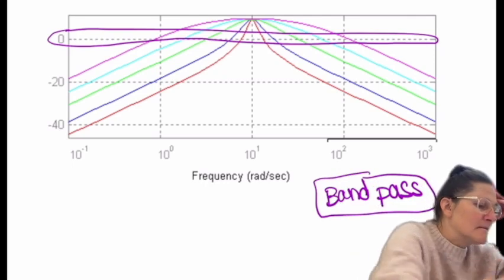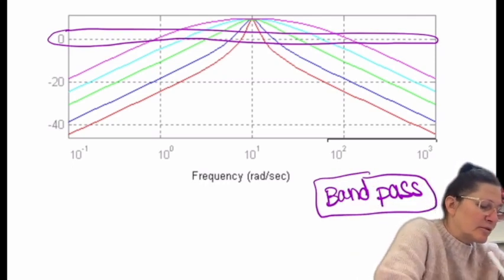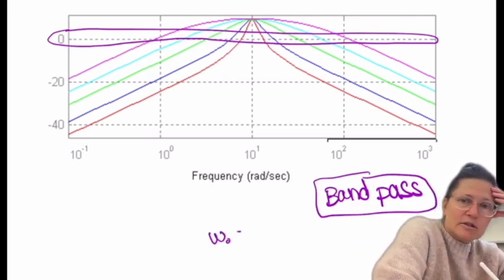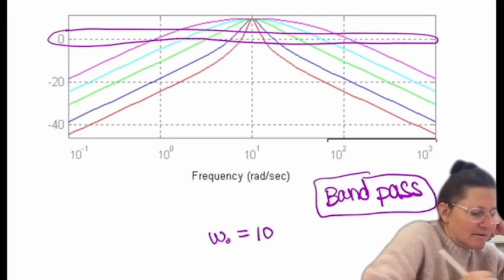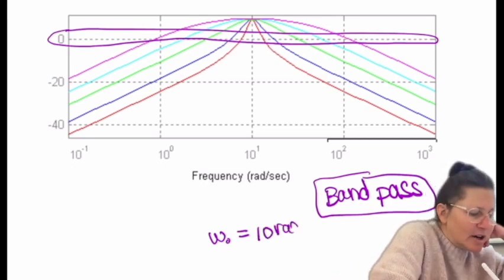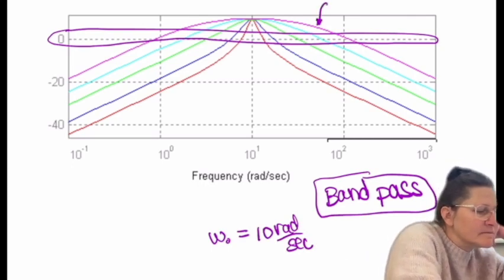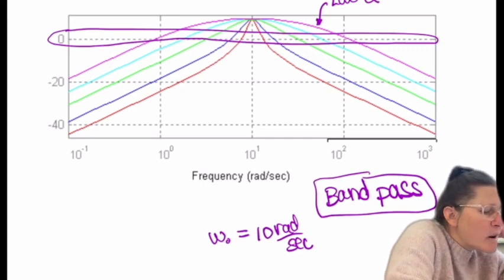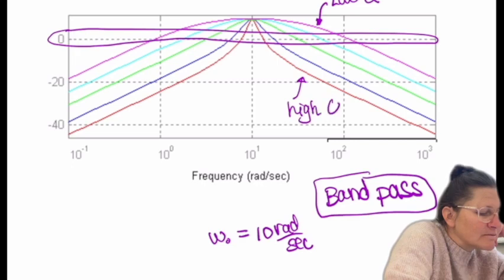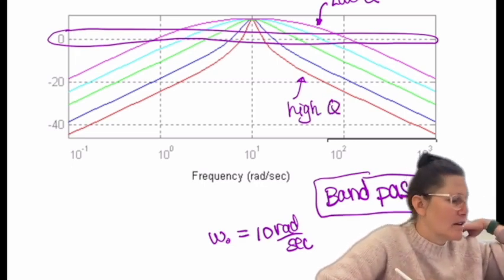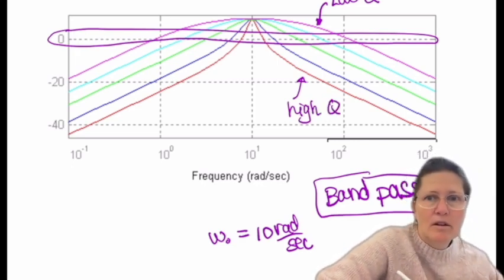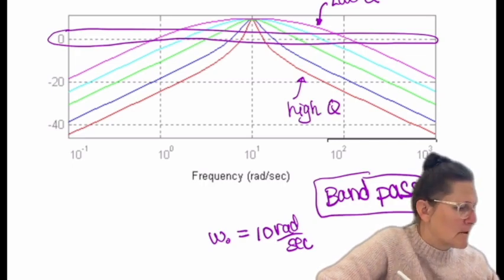Okay, the purple one. Well, first off, omega naught. What's your omega naught here too? It's going to be 10 radians per second, correct. Okay, the purple one, that one is going to be a low Q. The red one, high Q. The low Q is kind of cut off on the screen. Just a tad bit. There we go.